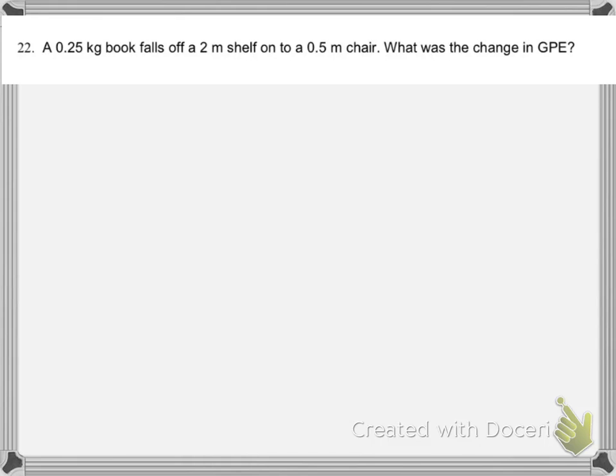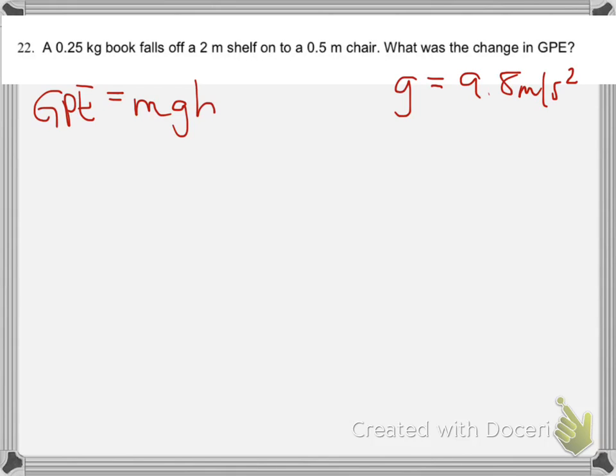Number 22. A 0.25 kilogram book falls off a 2-meter shelf onto a 0.5 meter chair. What was the change in GPE? Again, our GPE is going to equal mgh. And we know that our g is going to be 9.8 meters per second squared on Earth. And they give us our mass. And our height, again, we have to calculate. We have to do a subtraction. So we have to subtract our 0.5 meters from 2 meters, so we end up with 1.5 meters as our height.